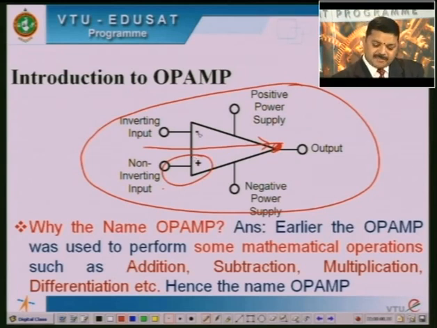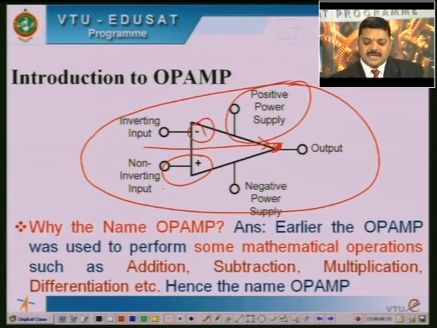There is another terminal, which is a negative terminal, also called the inverting input terminal. What drives this operational amplifier? Just like transistor biasing, we need to bias the op amp. How do we bias the op amp? There are 2 supplies required for biasing the op amp. One is the positive power supply, which is shown here, and the other one is the negative power supply.